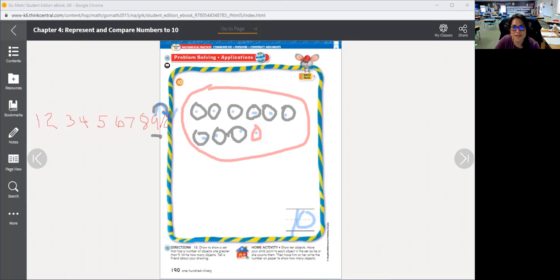Okay, so everybody should have this on their paper. Remember, when it says greater than 9, or greater than with any number, it means bigger. If it says 1 greater than 9, that means you have to draw 1 more or jump 1 more on the number line. If it says 2 greater, then you have to jump 2 times or draw 2 more. And if it's less than, we're going to take away. We're going to make it smaller.